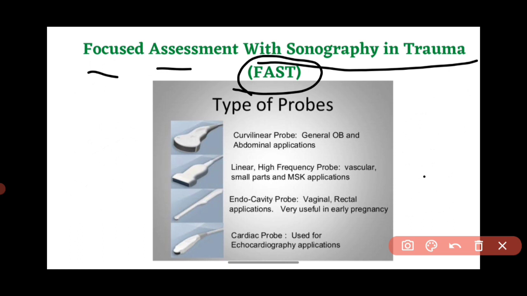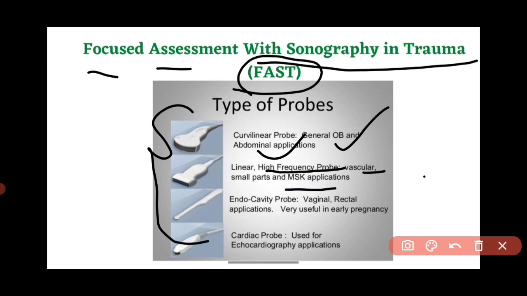The second point is, there are 4 types of probe commonly used during ultrasound. So let's see the indication of each probe so that we can understand the rationale. Curvilinear probe: it is used during gynecological procedures and abdominal organ assessment. That is the first point. And the second one is the linear probe. It is a high frequency probe which is used to assess vascular and musculoskeletal parts and also small parts. Because it is a high frequency probe, small parts are visualized very clearly.